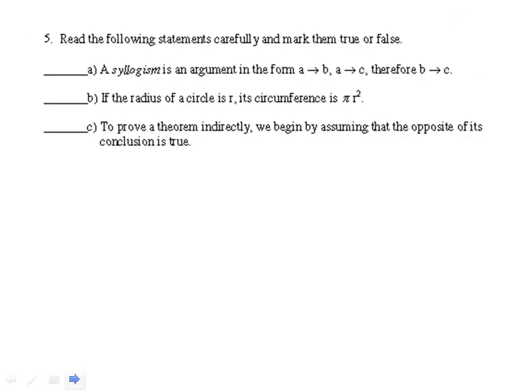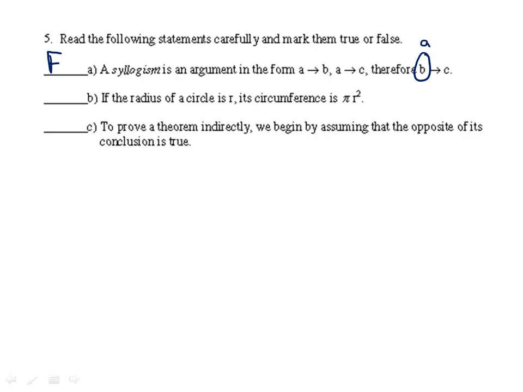Read the following statements carefully and mark them true or false. Alright, so here we've got a syllogism is an argument in the form of if A then B, if A then C, therefore if B then C. That's incorrect right there. So that makes that false. Because it's supposed to be if A then C right there. So be aware of that.